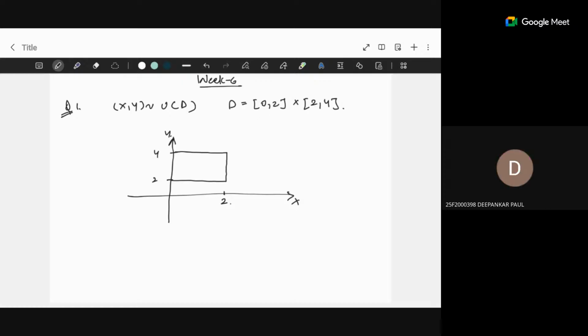Yes, ma'am. Basically, this thing is actually my X and this thing is actually my Y. So my X is going from 0 to 2 and my Y is going from 2 to 4. Fine? Yes, ma'am.